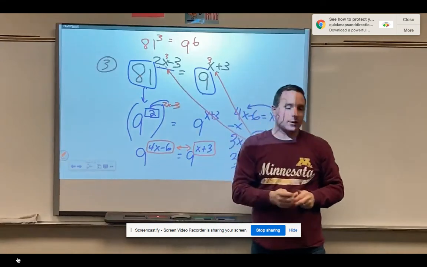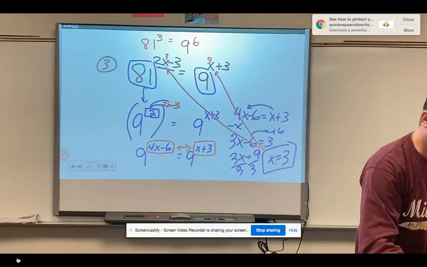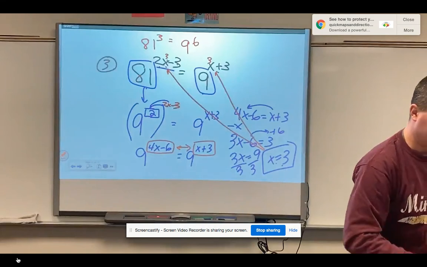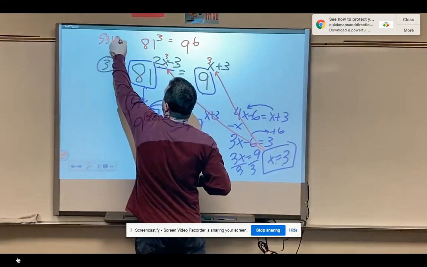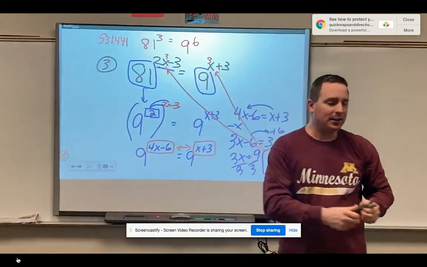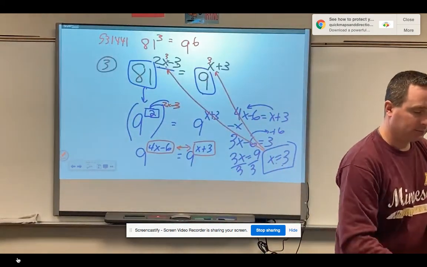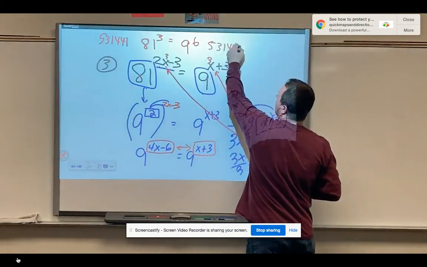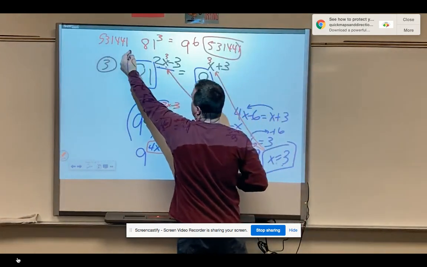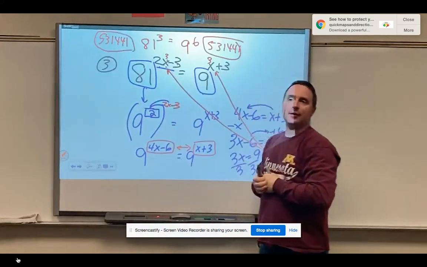If you did those on your calculator, just a really, really quick check. 81 to the third power is 531441. And if I did 9 to the sixth power on my calculator, it turns out to be the exact same thing. 531441. Okay, and those two things are definitely equal to each other.